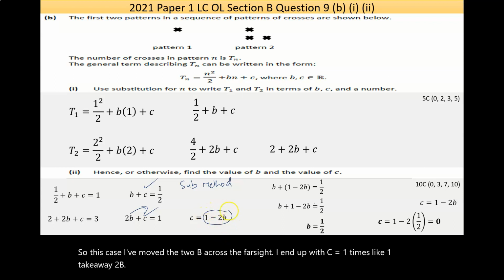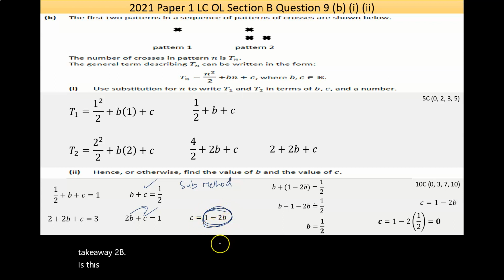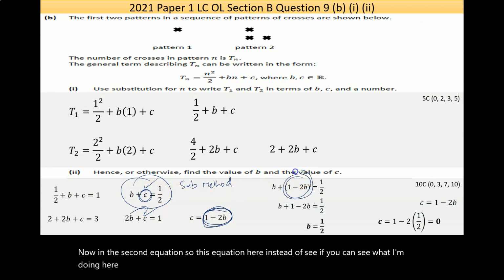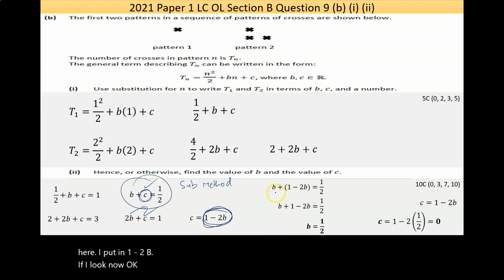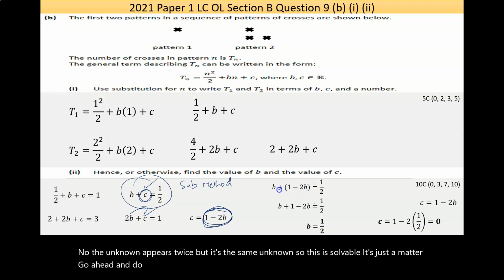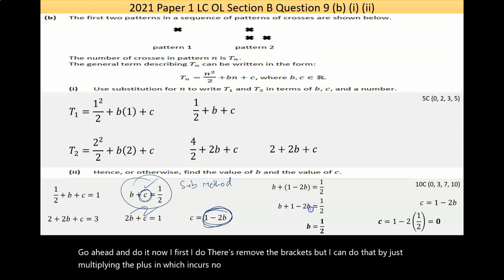Now, c is this. This and c are the same thing. Now, in the second equation, so this equation here, instead of c, if you can see what I'm doing here, I put in 1 minus 2b. If I look now, that's an equation of one unknown. Now, the unknown appears twice, but it's the same unknown. So this is solvable. It's just a matter of going ahead and doing it. First I remove the brackets, but I can do that by just multiplying the plus in, which incurs no change. So b plus 1 minus 2b.